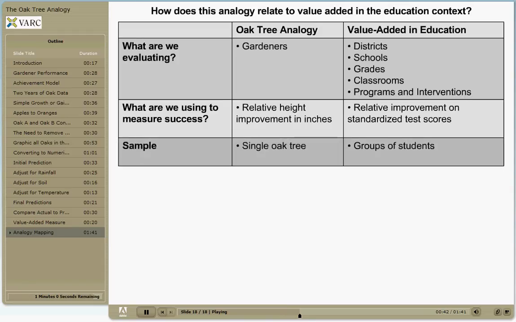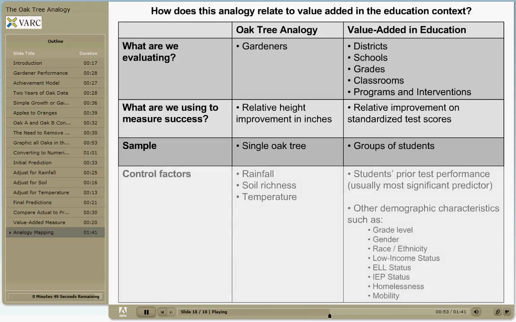What about our sample? In the oak tree analogy, we only used a single oak tree per gardener. In the education context, we use groups of students. What do we control for? In the oak tree analogy, we analyzed rainfall, soil richness, and temperature. We were then able to incorporate their influence in our prediction. We call this controlling for these factors.